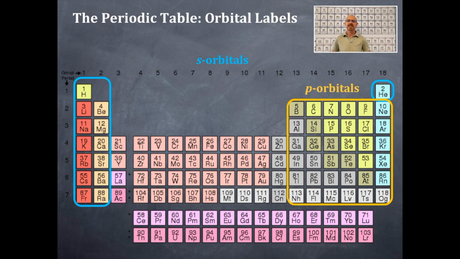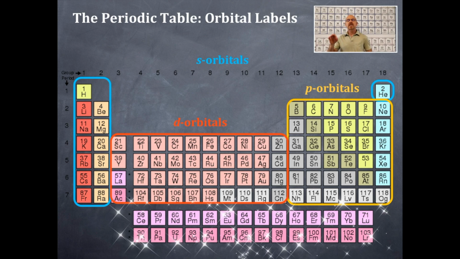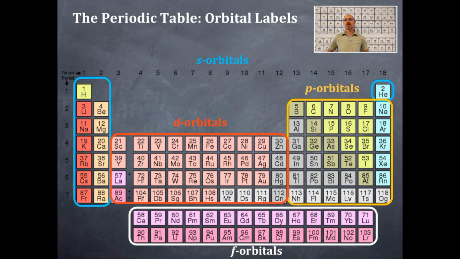Okay, now we're going to do the Ds. Here are the D-type orbitals in this block, which are the transition metals. Okay, next one. The F-type orbitals are the inner transition metals. Okay, so you have S, P, D, F. Label those on your periodic table.